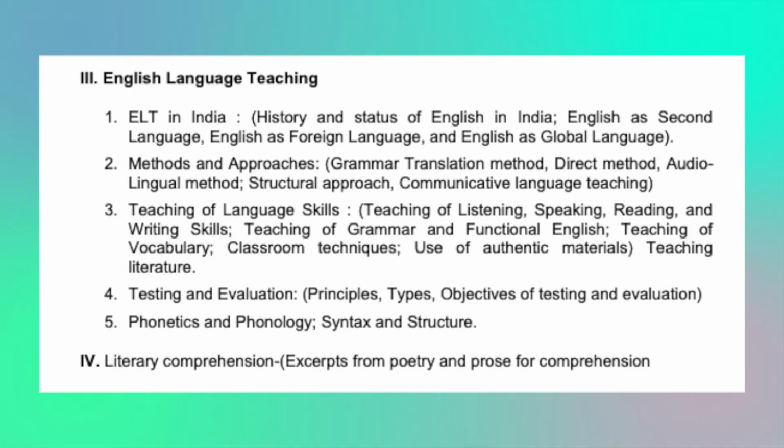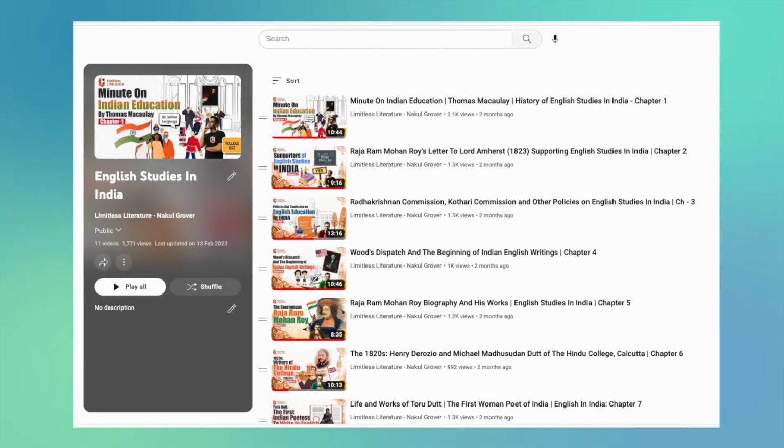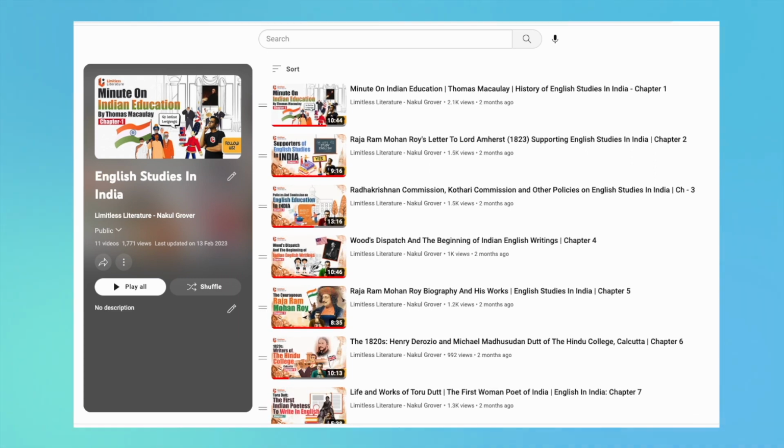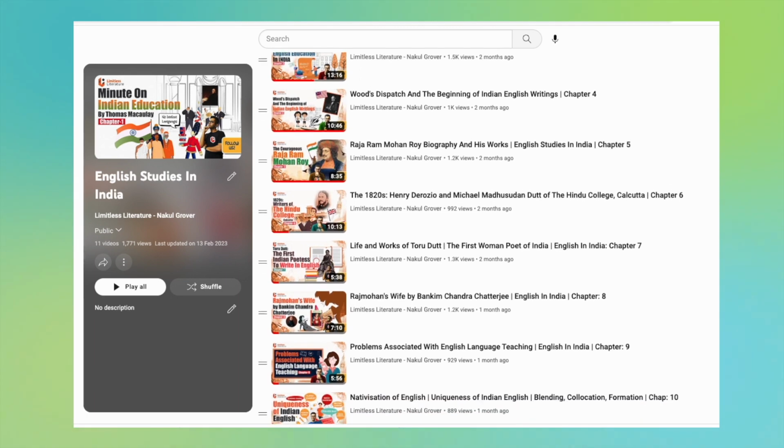Okay, in the first point they have asked what is the history of English in India. So all those things that you study in English education in India are a part of history. Raja Ram Mohan Roy writing the letter to Lord Amherst, the Magna Carta of Indian education, that is Wood's Dispatch, the first novel published by any Indian writer, Bankim Chandra Chatterjee, that is a part of English history. We have also created a playlist on English studies in India. You can go through these lectures here on our YouTube channel. You're surely going to find questions from that.